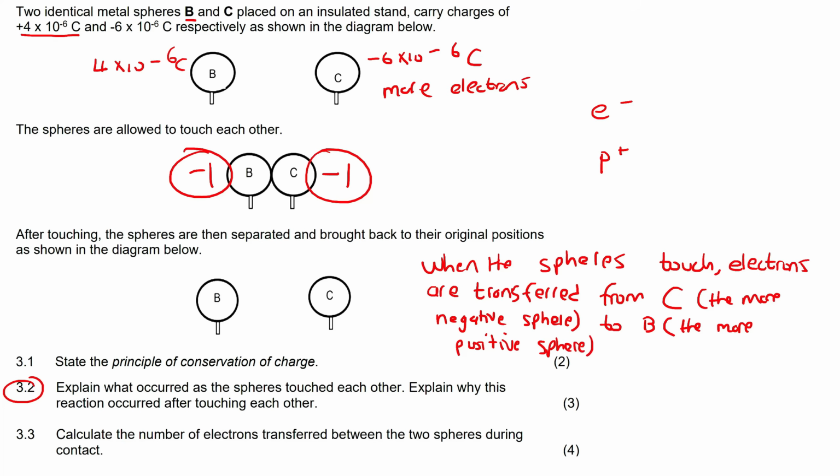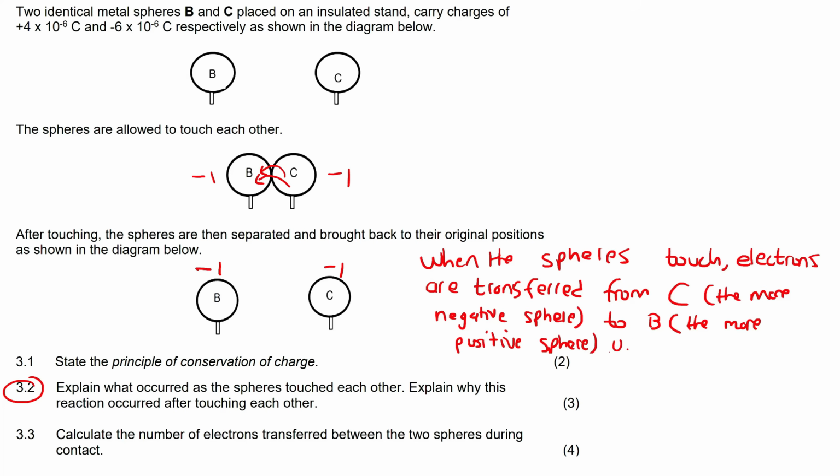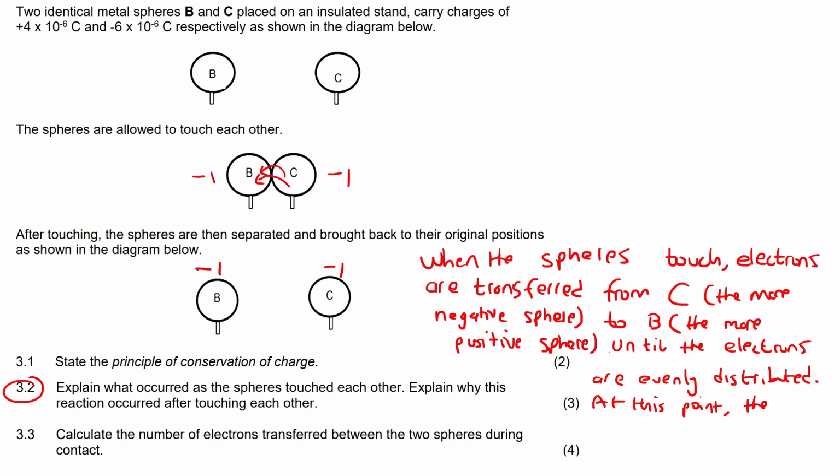Okay, so it says explain what occurs as the spheres touch. That's what happens. Explain why this reaction occurs. And then you can say, until the electrons are evenly distributed, at this point the charges are equal and the spheres will repel each other.